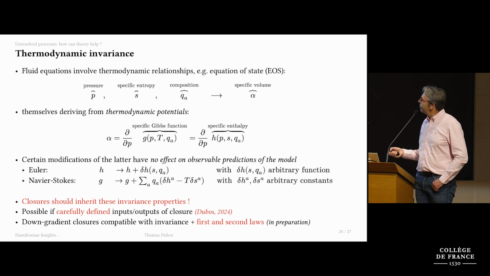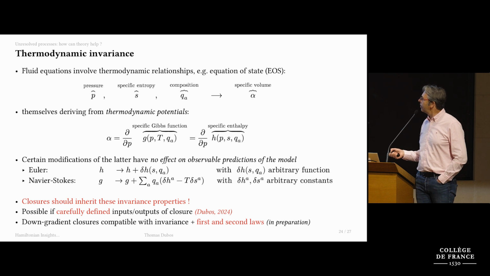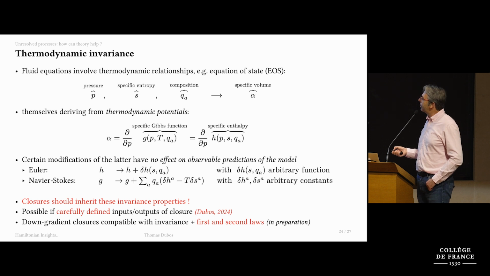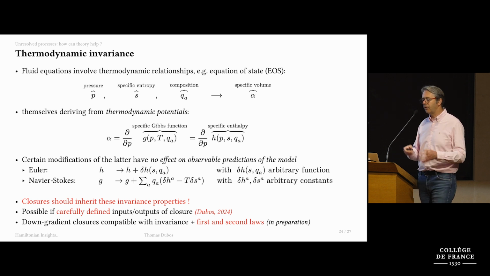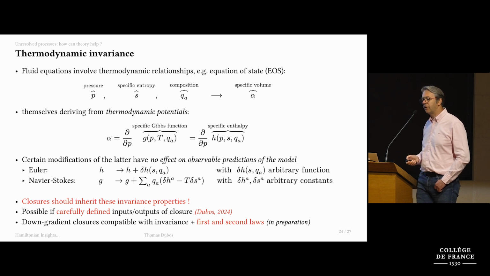And so if you write down a closure, it's not obvious that it will always have this invariance, while it should, right? Because when you do the averaging, if your Navier-Stokes model has this invariance, the average model will also have it. So closures should always inherit these invariance properties, and that requires some care. It's possible, but it requires some care.